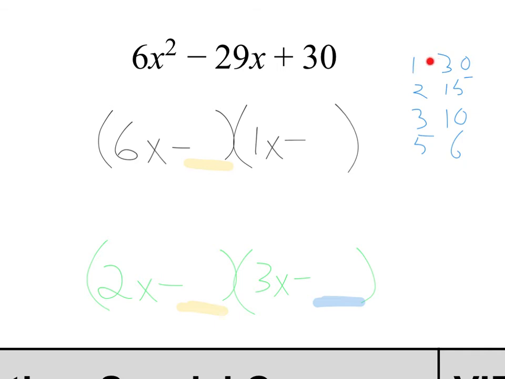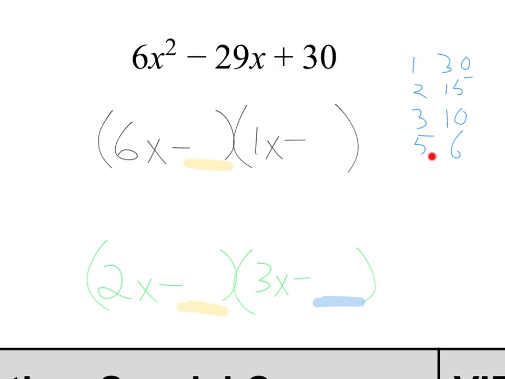If I did 1 and 30, 30 is not allowed to go here because that's even, so I'd have to put 30 here. Well, 30 times 6, that's 180, so that's way too huge. That's not going to work. Let's try the 2 and 15. Well, I can't put a 2 here because that's even. That creates a GCF. I can't put a 15 here either because then it would have a GCF of 3, so that's out. Let's try 3 and 10. I can't put a 3 here because it's got a GCF. I can't put a 10 here either because it's got a GCF of 2.